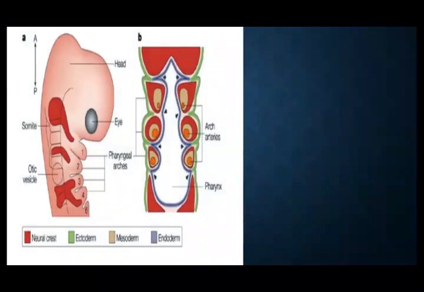So this is one of the images, just to give you an idea of the location of these three different layers, that are the ectoderm, mesoderm and endoderm. Okay, and similarly, internally it is showing you the location of the neural clusters, or the neural cluster cells.